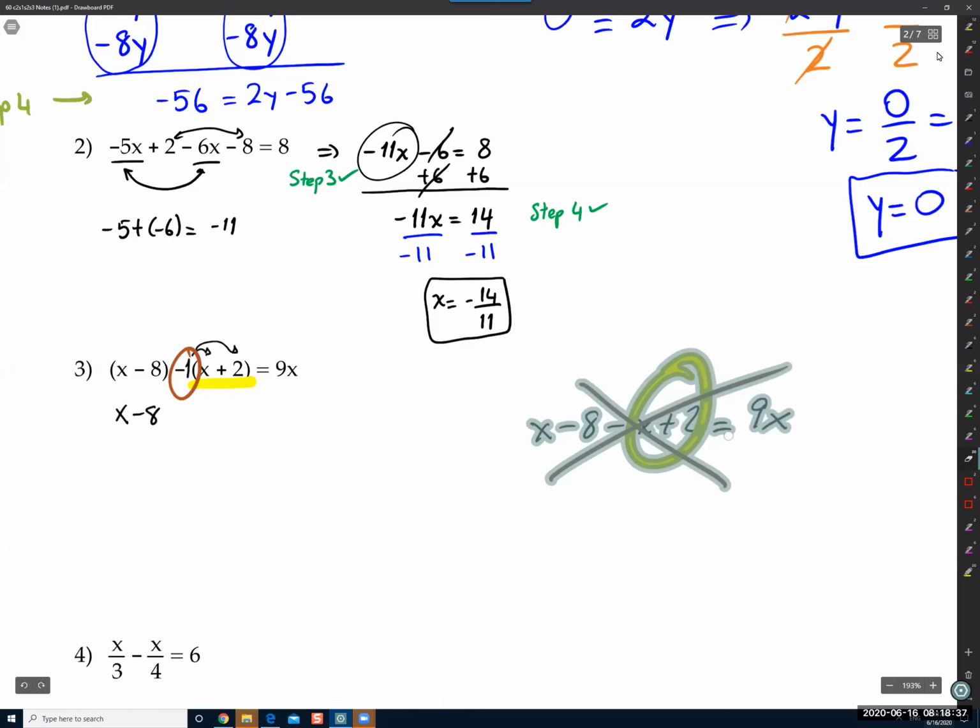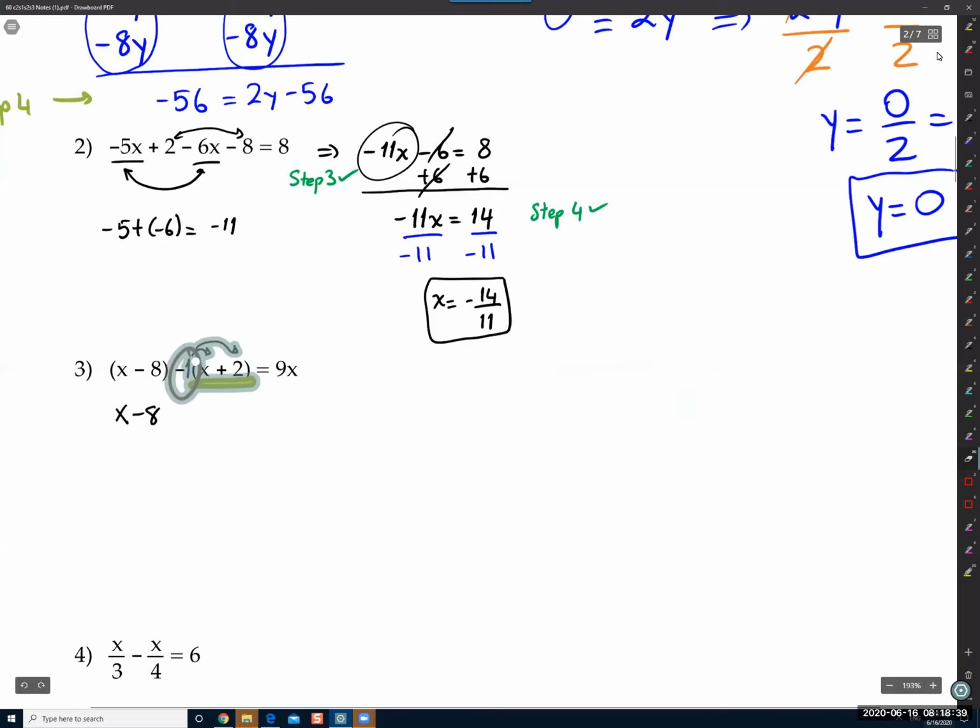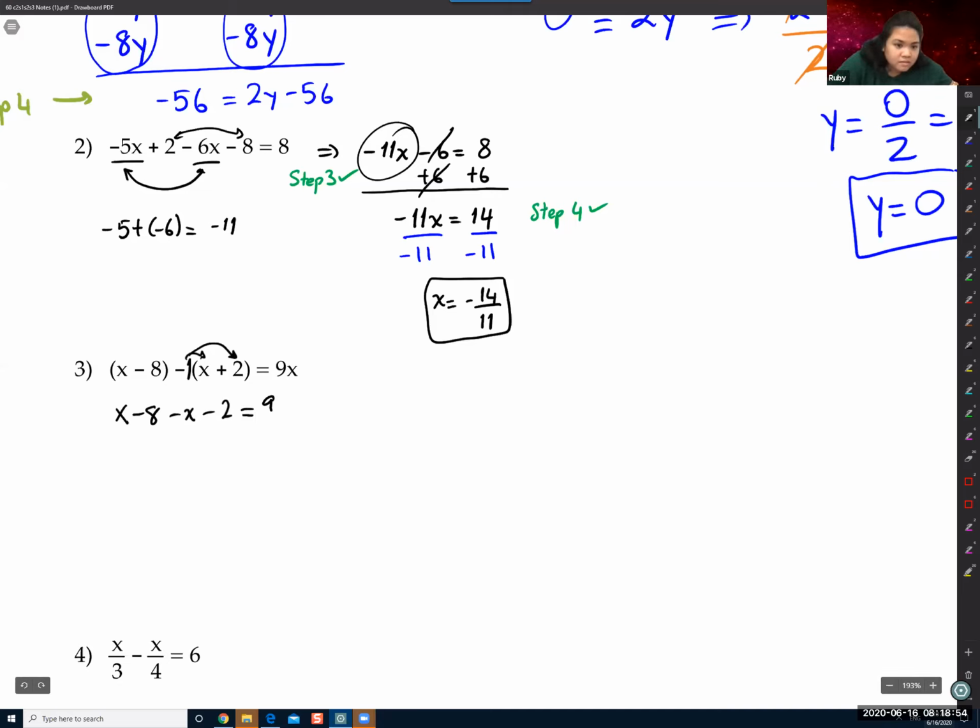It's very common though. Pretty much everybody does that. Every time I give the exam, students simply drop the parentheses directly without distributing. So that turns out to be negative x, and negative 2. Step 2, done. Step 3, combine like terms.